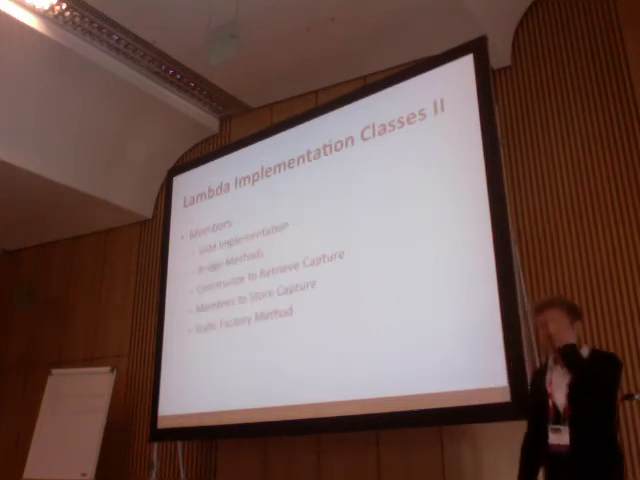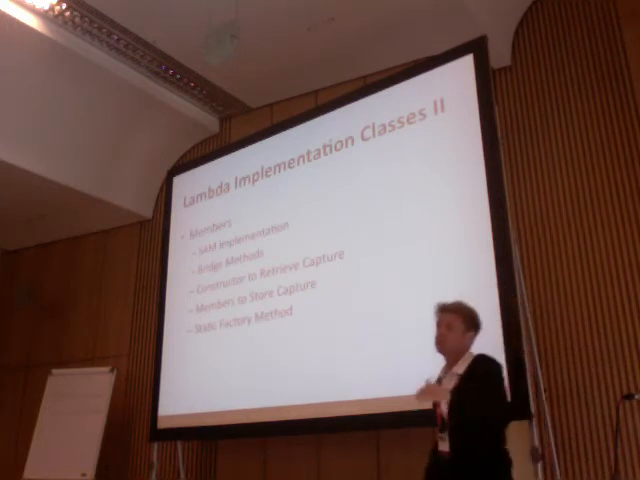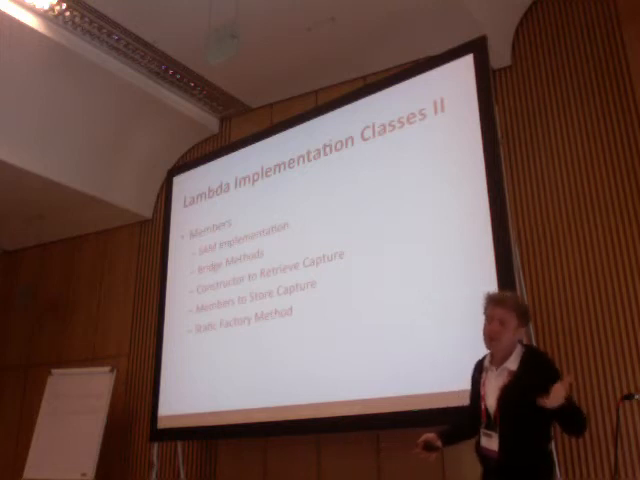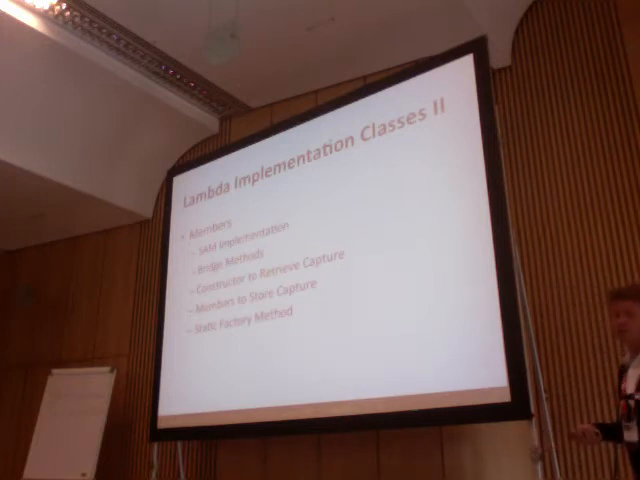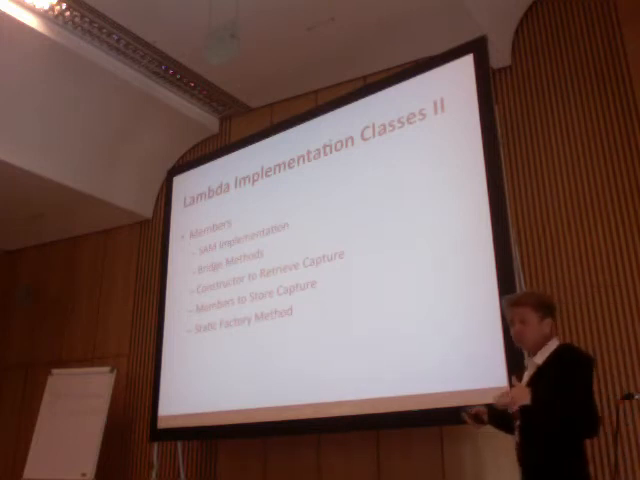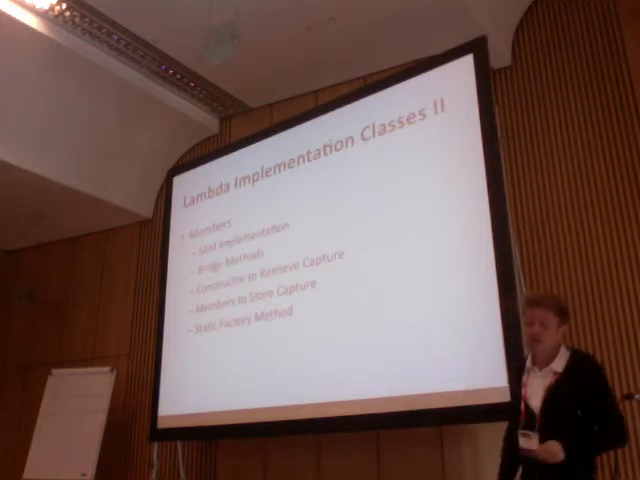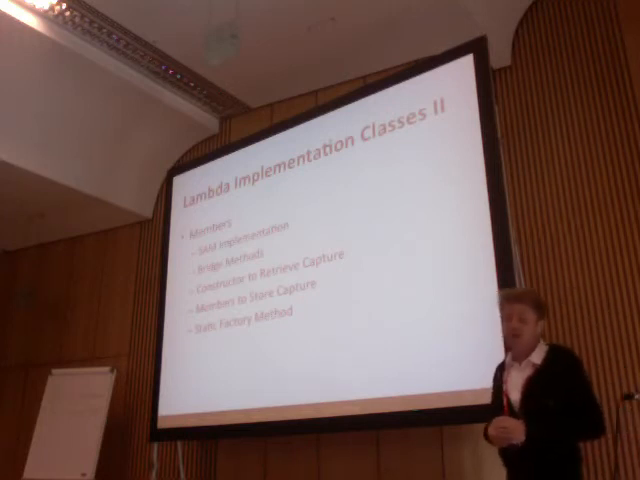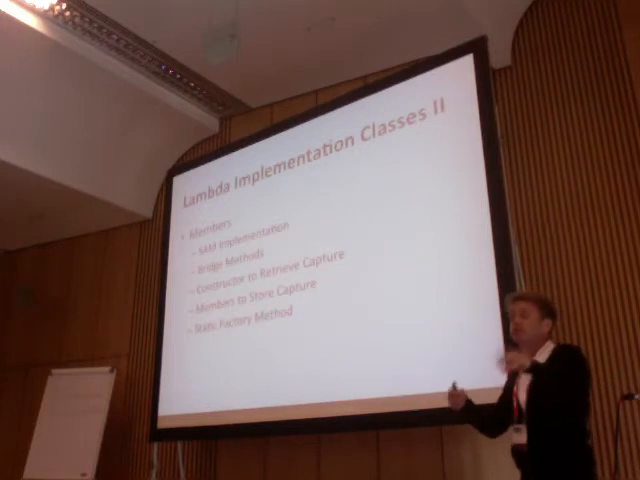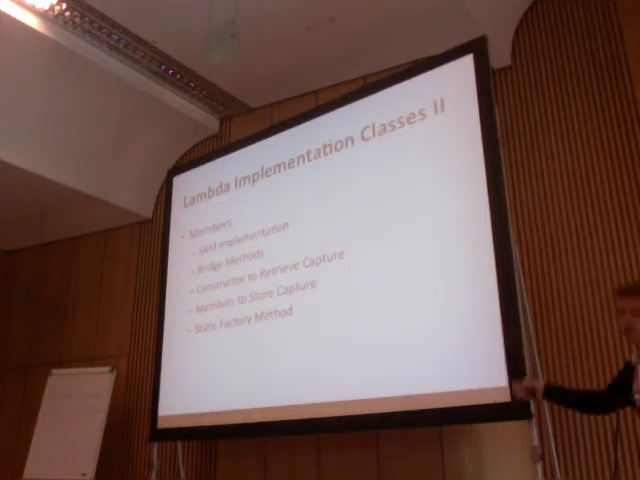What do we need in the Lambda implementation classes? First of all, we need the SAM implementation. I mean, that's why we do everything. We might need so-called bridge methods. We'll see later what this actually is. We might need a constructor to retrieve the capture if the Lambda captures some state of the local variables. We need some members, obviously, to store the capture, and we need the factory method, which actually creates the Lambda afterwards. And they implement the factory method right in this class, which they have to generate anyway.